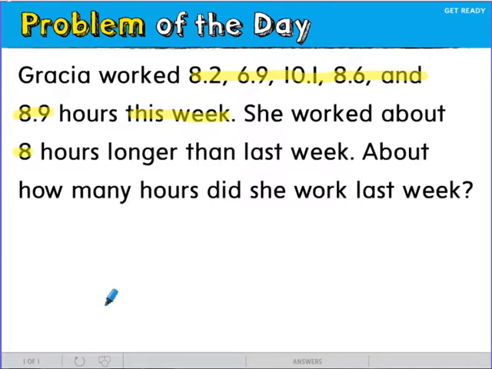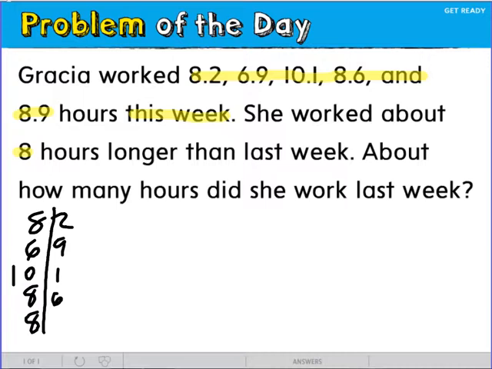Alright. So we have 8 and 2/10. We're going to add these, so that means we need to line up our decimals. 6 and 9/10. 10 and 1/10. 8 and 6/10. 8 and 9/10. So we're going to add all that together. 2, 11, 12, 18, 27. 10, 16, 24, 32. 42.7 hours.